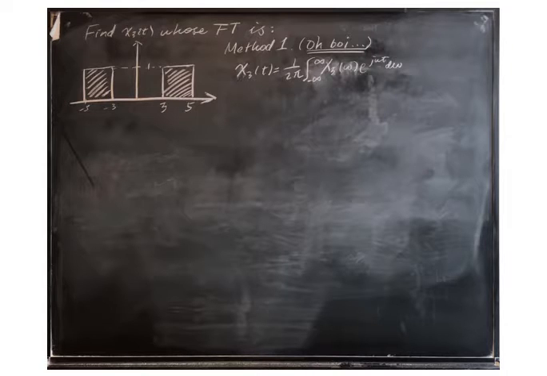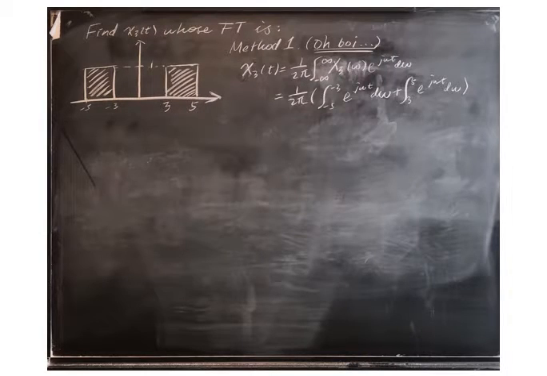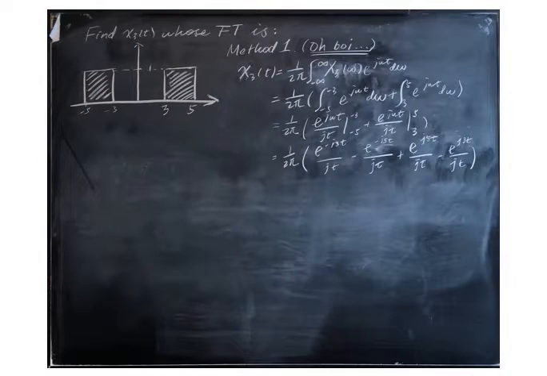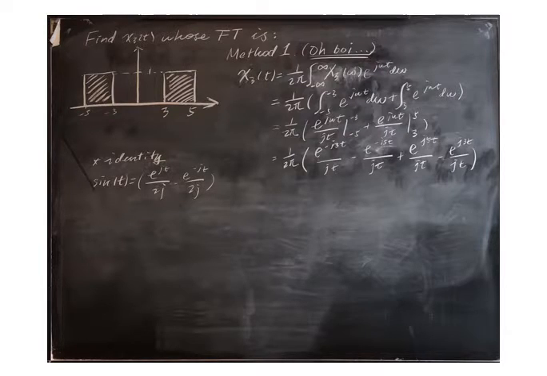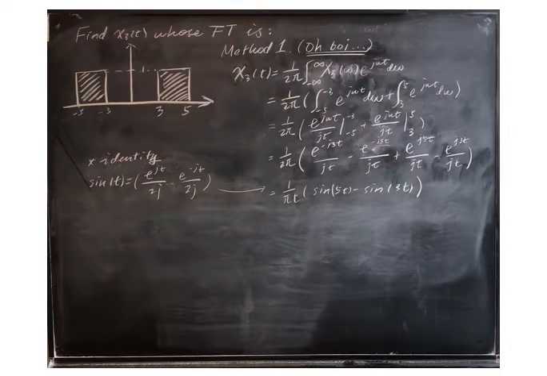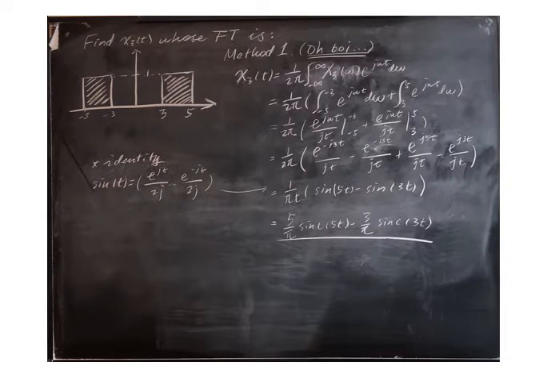So we expand the integral into two parts. We integrate from -5 to -3 and 3 to 5. We can skip through all these steps, but here we need to use an identity that we used before to transfer the result into this. And we turn this into sinc, and we have the final result.